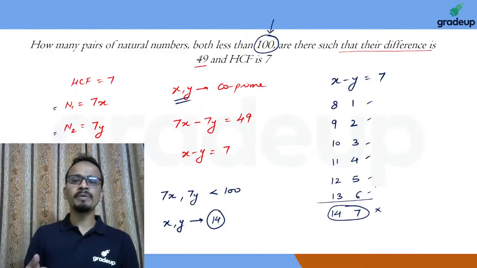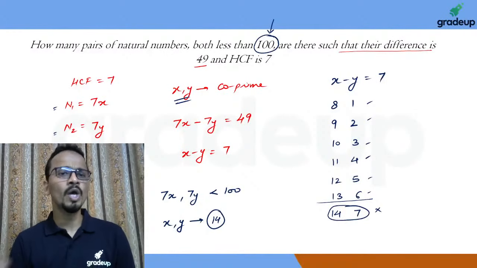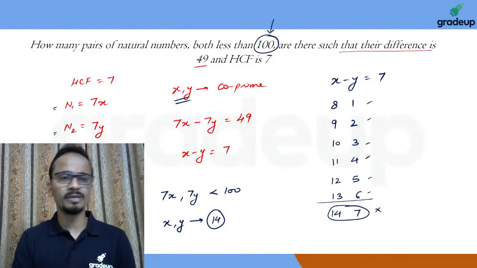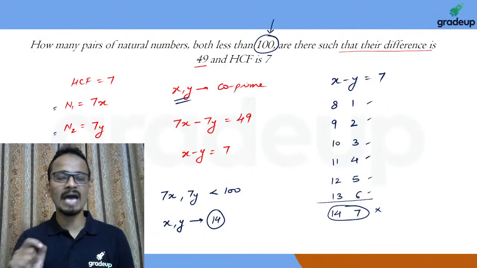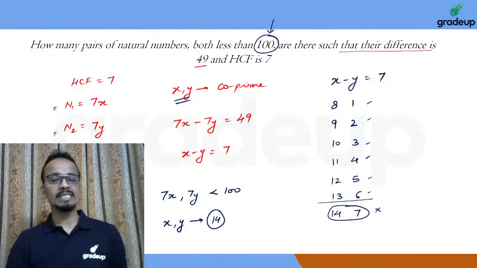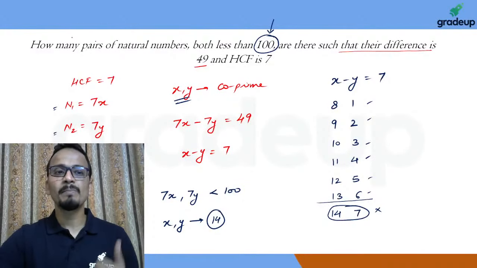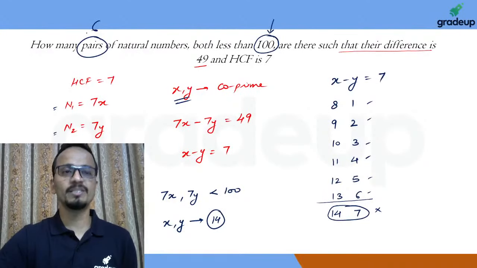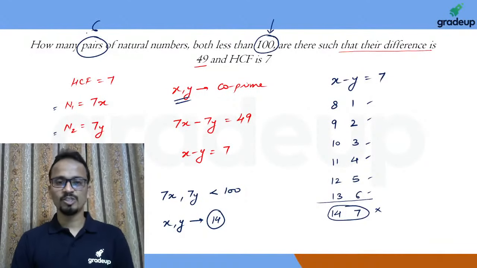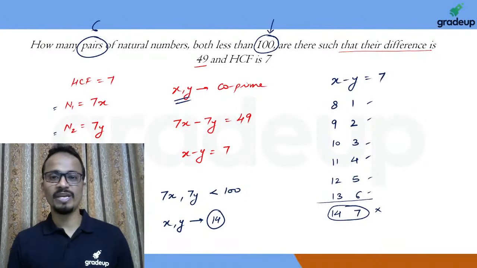6 different pairs of values for x and y will give me 6 different pairs for the values of n1 and n2. And hence this is the answer for this question. So the answer is there will be 6 pairs possible. All right. Am I clear? So we can say that this question is very, very easy.